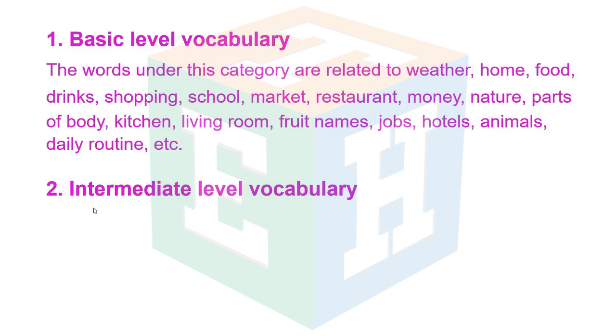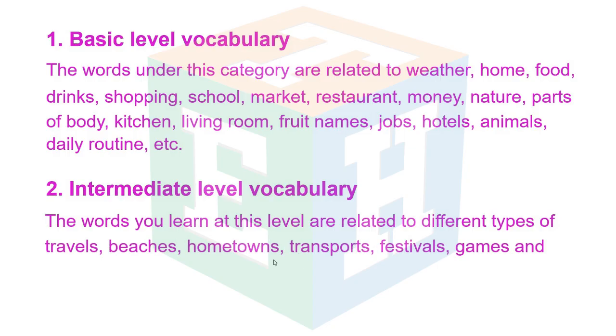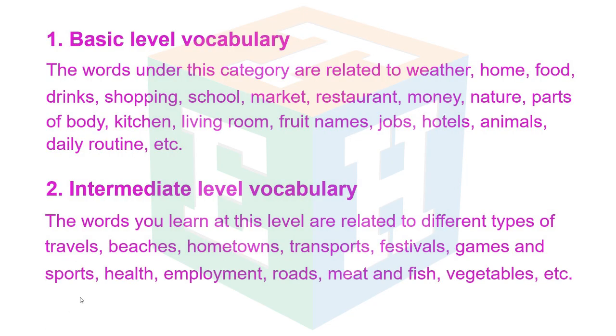Number 2, intermediate level vocabulary. The words you learn at this level are related to different types of travels: beaches, hometowns, transports, festivals, games, and sports, health, employment, roads, meat and fish, vegetables, and others.